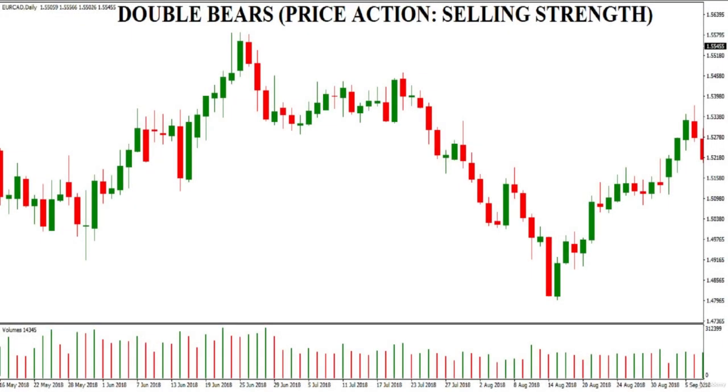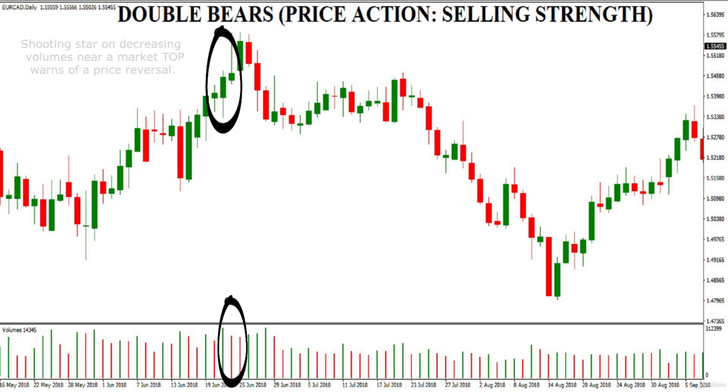The third example is of double bears price action formation, which reflects the selling strength returning in the markets after an uptrend. As you can see here, the volume on each candle falls as market nears a price high. Notice how shooting star candle comes as a first sign of warning. It is our first clue as retail traders that a market top is near.